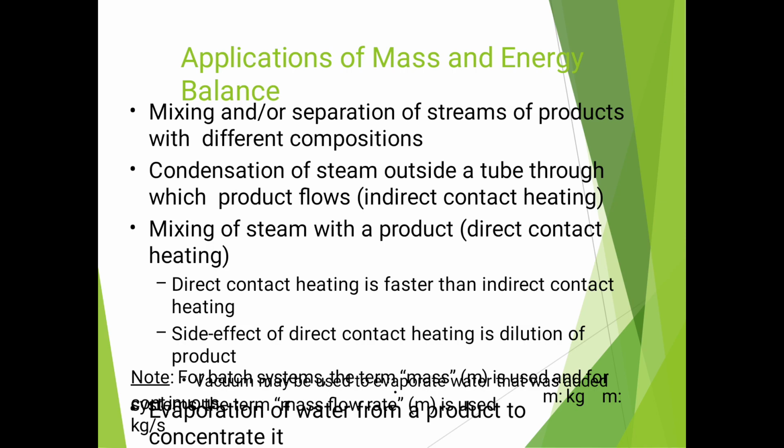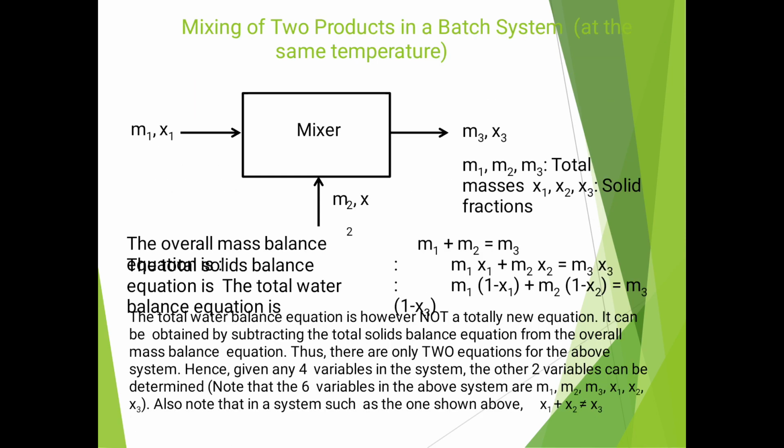Next, applications of the mass and energy balance. Mixing and separation of streams of product with different composition. Condensation of steam outside a tube through which product flows. Mixing of steam with the product. Direct contact heating is faster than indirect contact heating. A side effect of direct contact heating is dilution of the product.